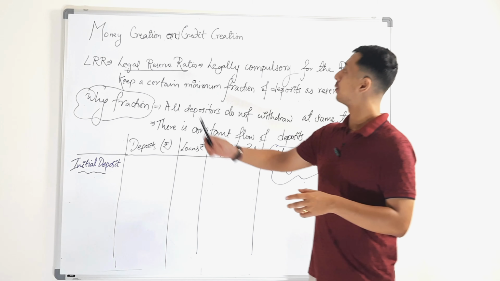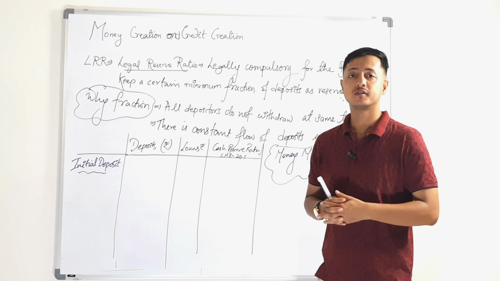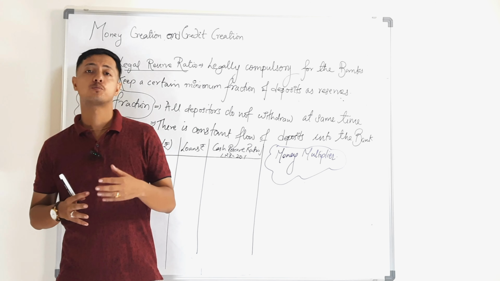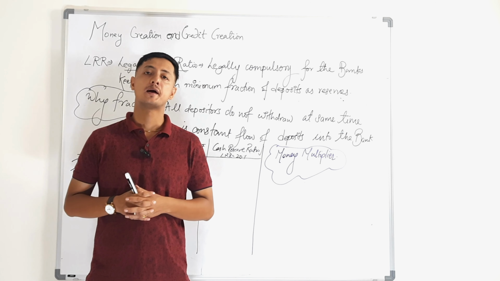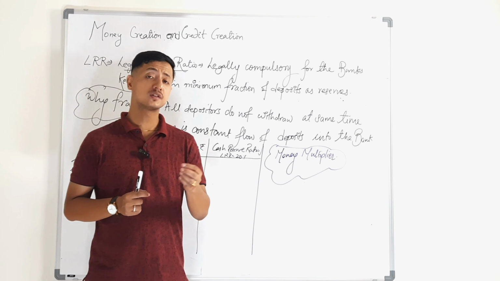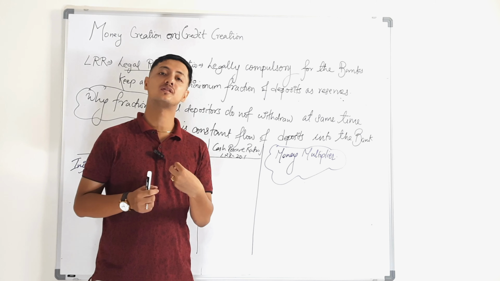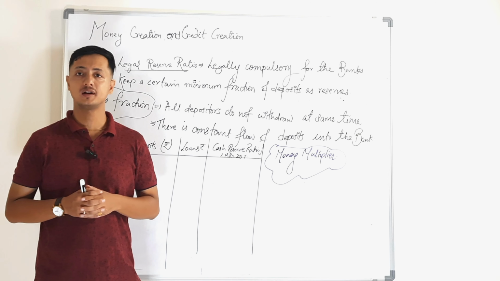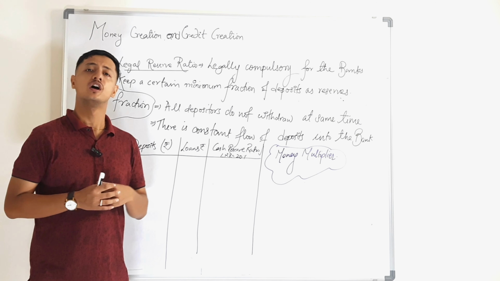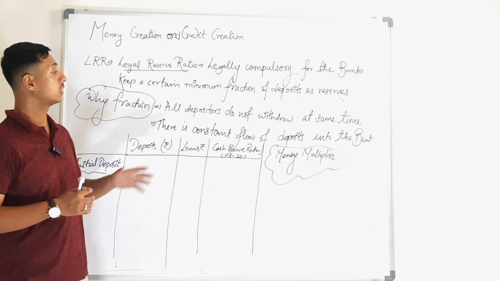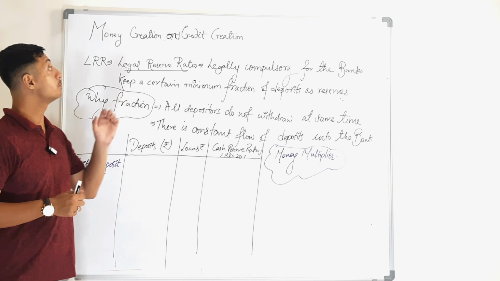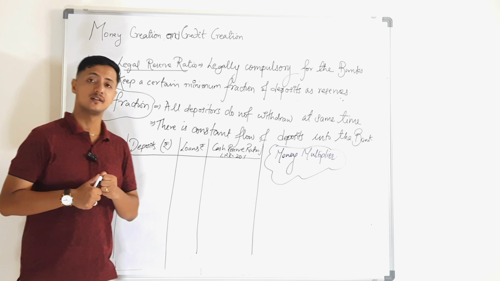So today we'll be covering the topic money creation or credit creation. Today we'll be dealing with the process of credit creation by commercial bank. The main function of commercial bank is to accept the deposit and give out the loan, right? So this is a hypothetical process, a very simple process through which we'll be showing how credit is created by the commercial bank. It's a very important topic for class 12, right?